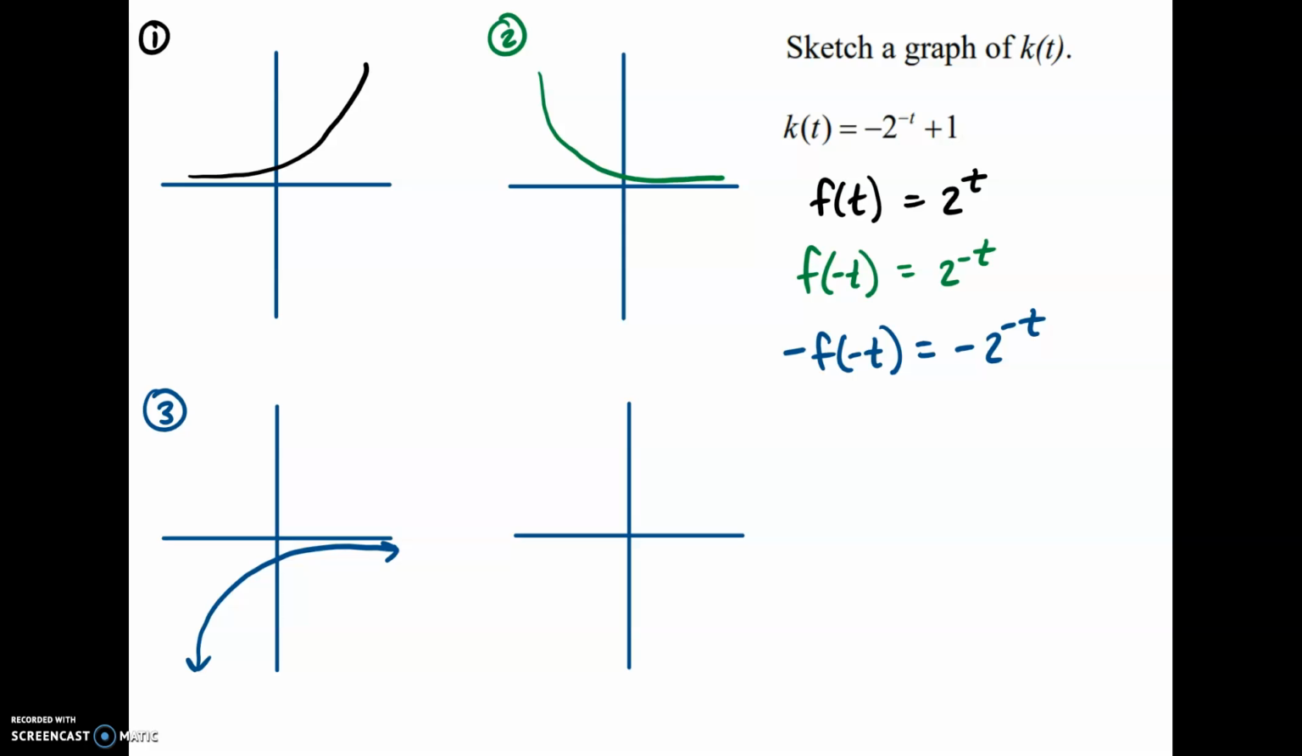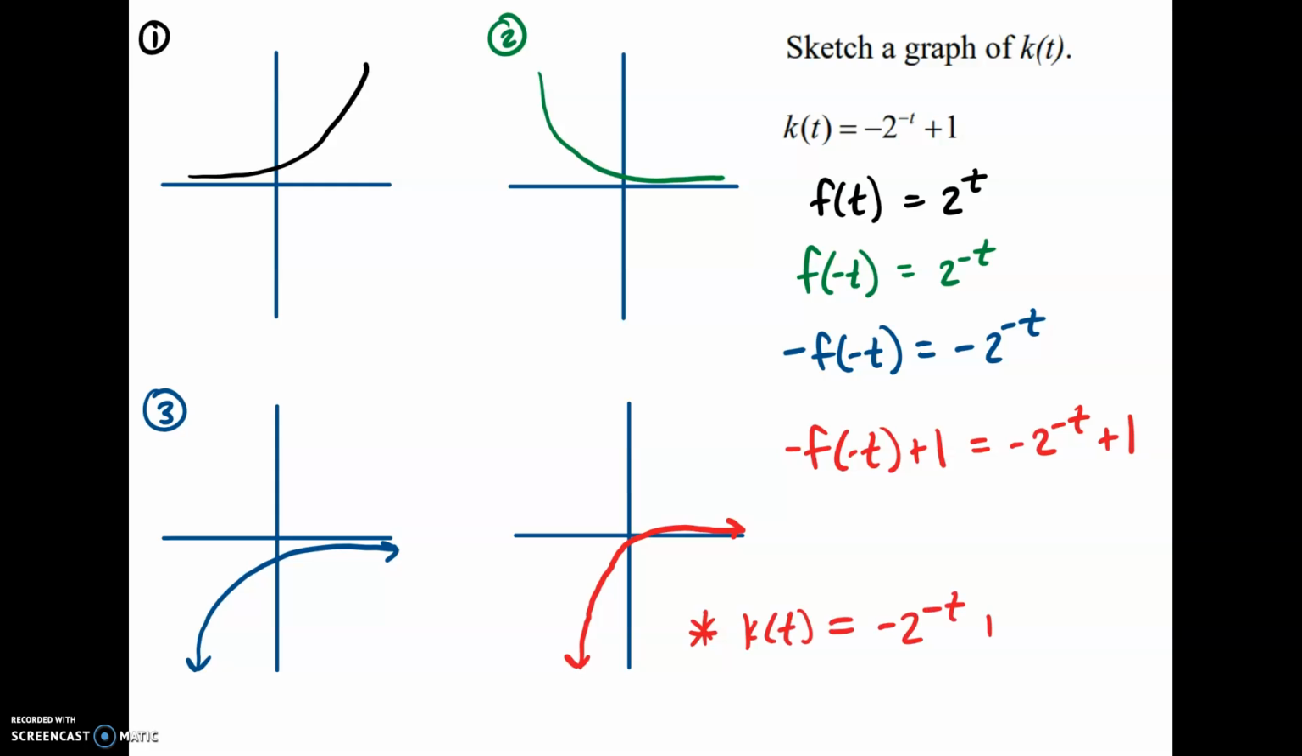Now, the only thing that's left to do here was to add this vertical shift up 1. So now if negative f of -t plus 1 equals -2 to the -t plus 1, that means we would just scoot that graph that we drew for 3 up here like this, vertically up 1, and this is equal to k of t equals -2 to the -t plus 1.